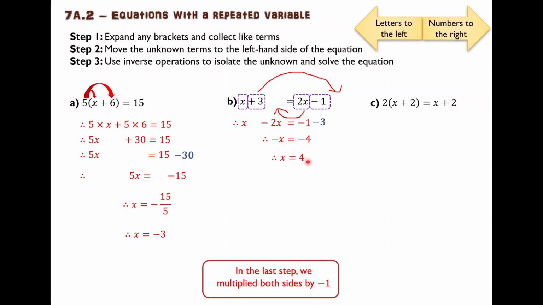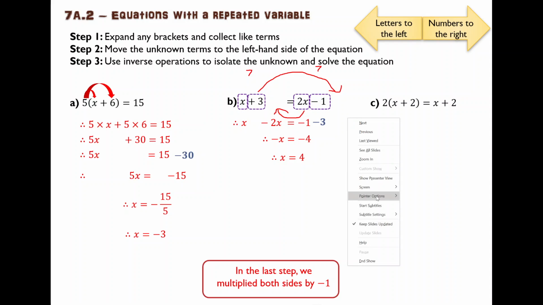We can check that. Let's check to make sure. On the left-hand side here, I've got 4 plus 3, which is 7. Maybe I'll put that up the top. This is not part of the answer, but I'm just checking to make sure that it worked. This side says 2 times x, or 2 times 4. 2 times 4 is 8. 8 take 1 is 7. So this number, x equals 4, makes these sides equal.